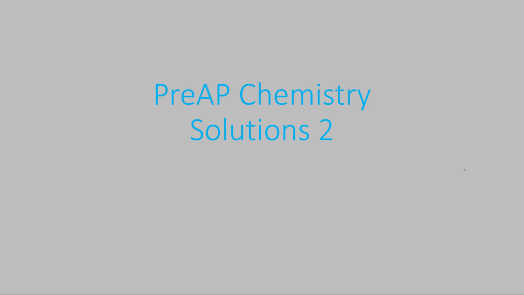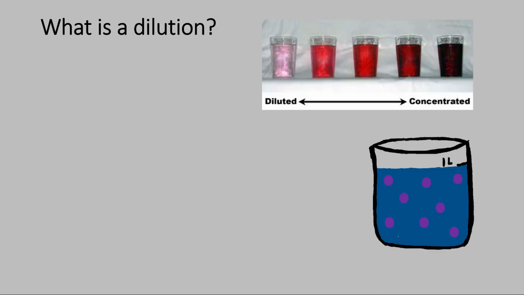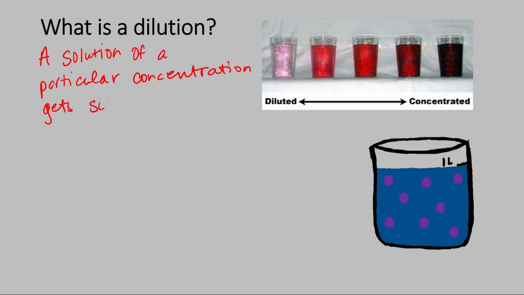So let's get started. All right, so first, what is a dilution? Well, a dilution is when a solution of a particular concentration gets solvent added to it. And so what that does is it ends up diluting the concentration of that solution to a lower concentration.